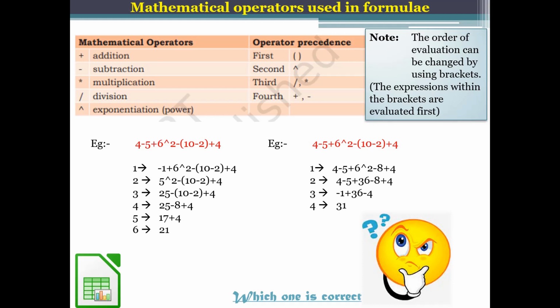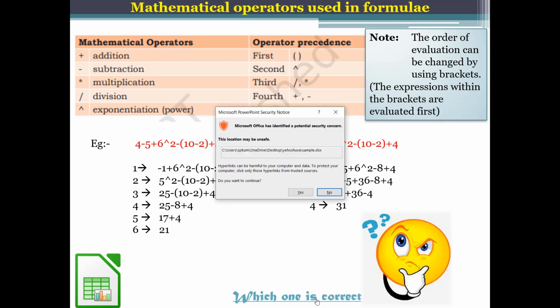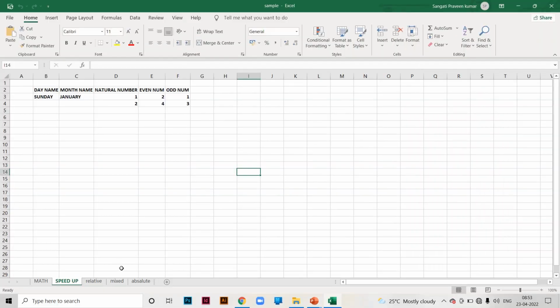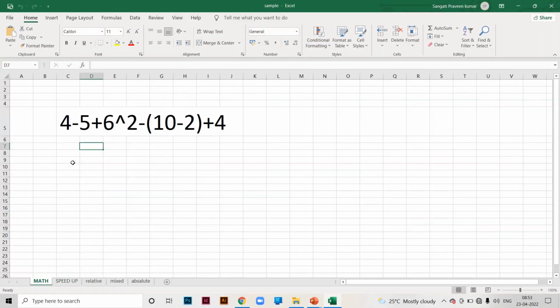Yes, you need to observe the note. The order of evaluation can be changed by using brackets. The expressions within the brackets are evaluated first. So we have to follow the procedure, whatever instruction we have. For this explanation I am going to show a spreadsheet. I am taking that hyperlink, and simply observe here, the mathematical function.